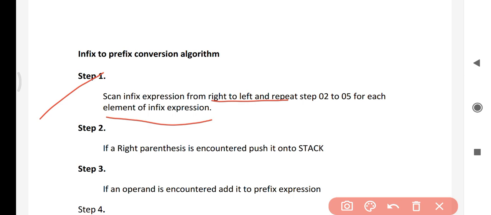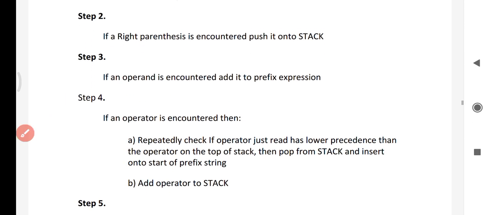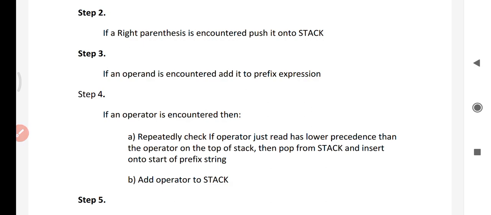Now here, you are going to read it from right to left. If a right parenthesis is encountered, it is pushed into the stack. What is a right parenthesis? This is a right parenthesis, the closing round bracket. If a right parenthesis is encountered, we put it in the stack. If an operand is encountered, we add it to the prefix expression. Now this is clear about operands and right parenthesis.